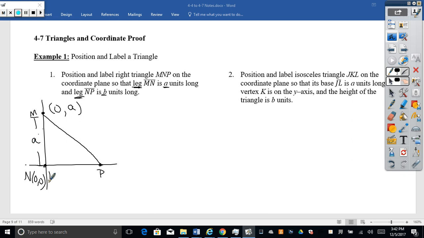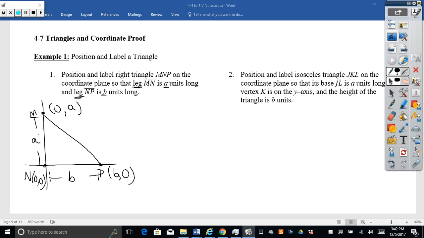Since NP is b units long, I'm going to put b right here. And so the ordered pair for this one, b is the x value, right? So the x value is b. And the y value, it doesn't go anywhere on the y-axis, up or down. So therefore it's (b, 0), okay?